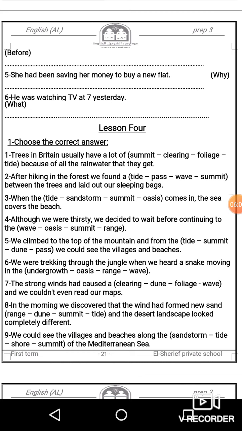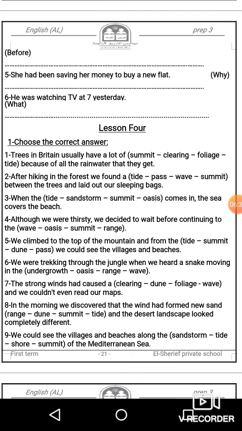Number 6. We were trekking through the jungle when we heard the snake moving in the undergrowth. So it's undergrowth. The strong winds had caused a clearing, and we couldn't even read our maps.